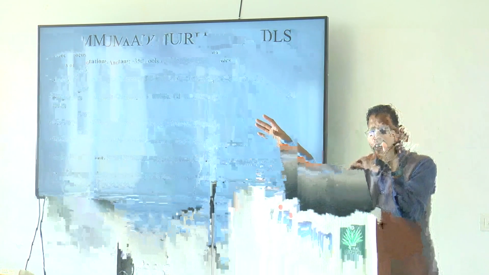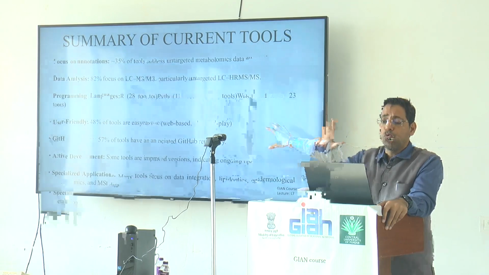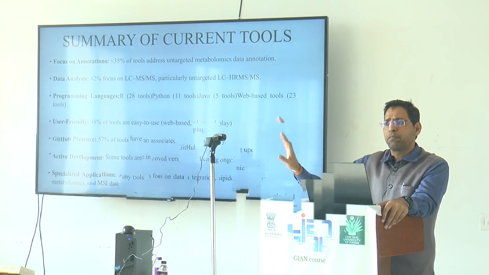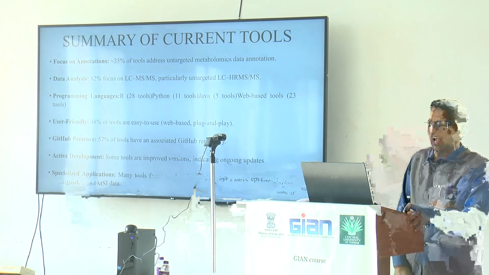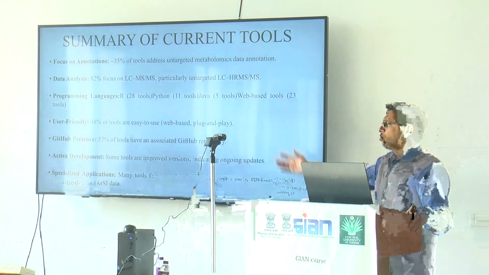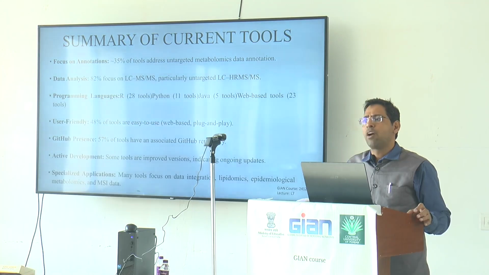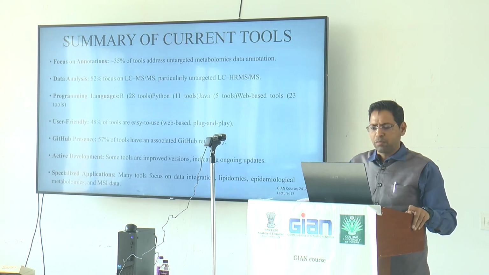GitHub presence is around 57% of the total tools. You just go to GitHub, and almost 50% of databases can be curated. Active development is a challenge because every day you are getting new updates, and for specialized applications, you have some dedicated databases, and you have to take care of those databases here.